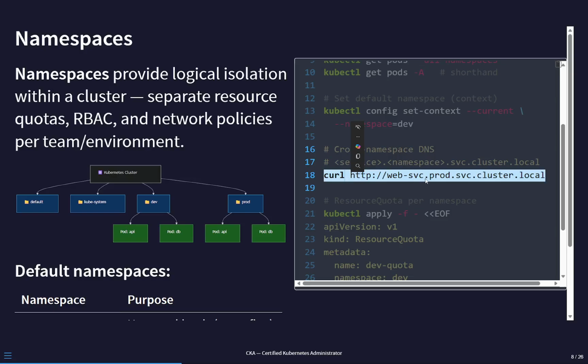For cross-namespace service access, use the full DNS name, service.namespace.svc.cluster.local. That pattern appears in real configs constantly.